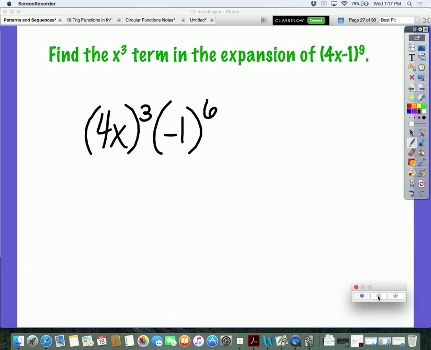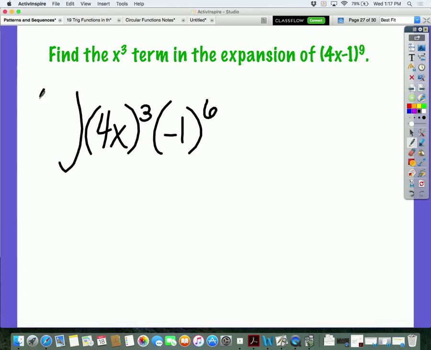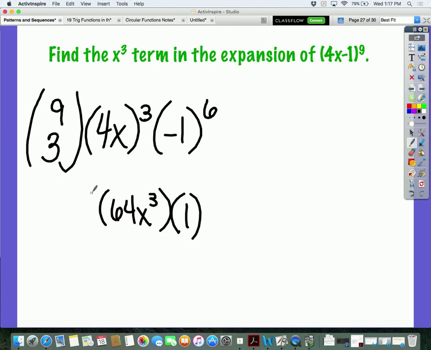As for your combinations, you always know the first number in your combination is a 9, or it's whatever n is. And then r is going to be what? You think? 3. It's going to be that first exponent. So then to figure out what that term is, you're going to do 9 combination 3, 4x to the 3rd power, which would be 64x to the 3rd. And then negative 1 to the 6th power is a positive 1.